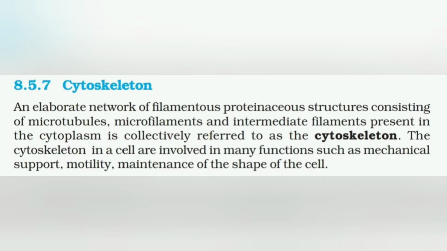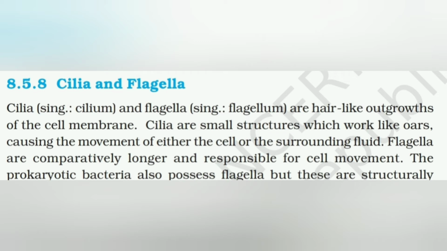Next part of the cell is the cytoskeleton, an elaborate network of filamentous proteinaceous structures consisting of microtubules, microfilaments and intermediate filaments present in the cytoplasm, collectively referred to as cytoskeleton. Three things are there: microtubules, microfilaments, intermediate filaments. In a cell, it is involved in many functions such as mechanical support, motility and maintenance of the shape of the cell. Next is cilia and flagella.